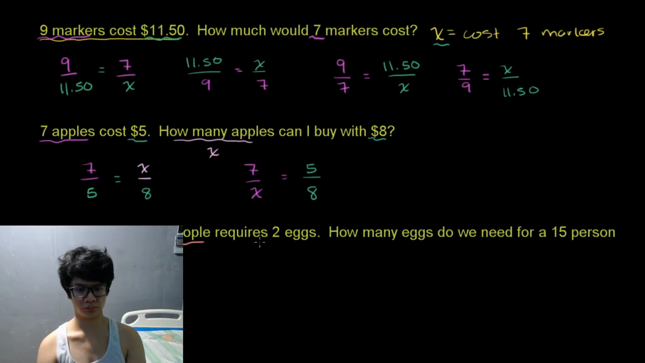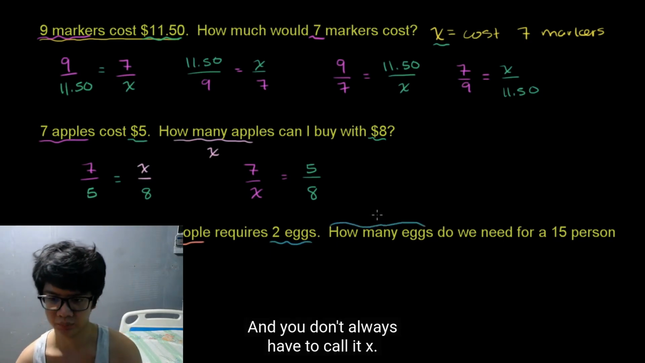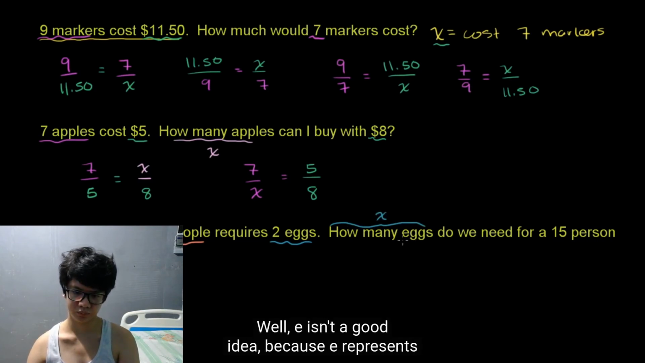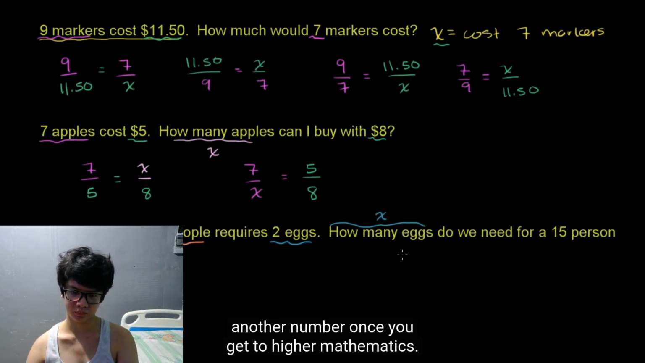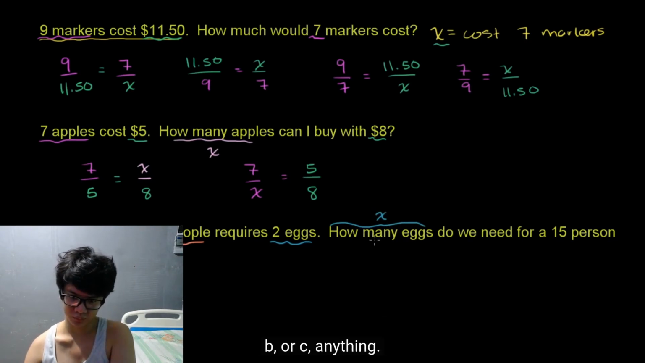It requires 2 eggs. How many eggs? So we want to know how many eggs. So this we'll call X. And you don't always have to call it X. You can call it E for egg. Well, E is going to be another number that you get to in higher mathematics. But you could call them Y or Z or any variable. A, B, or C, anything.